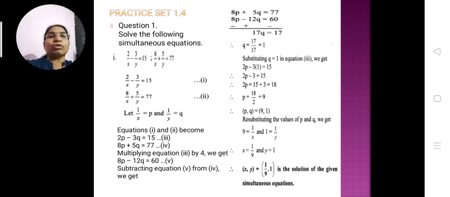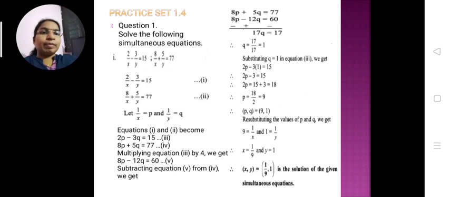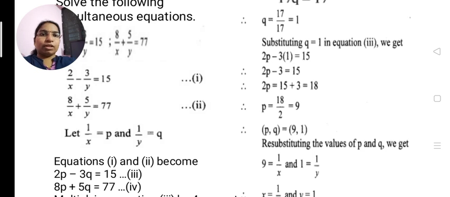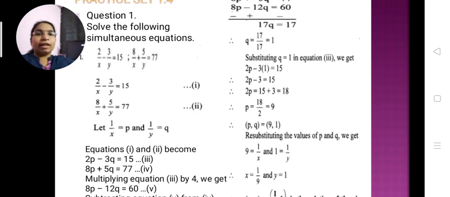Okay, students. Similarly, in this method also we have to use the substitution or elimination method, but there is one different, extra point here. Which one is it? Now let us see how this exercise is different from the others. Listen, students. In this exercise, see the first question: solve the simultaneous equation.